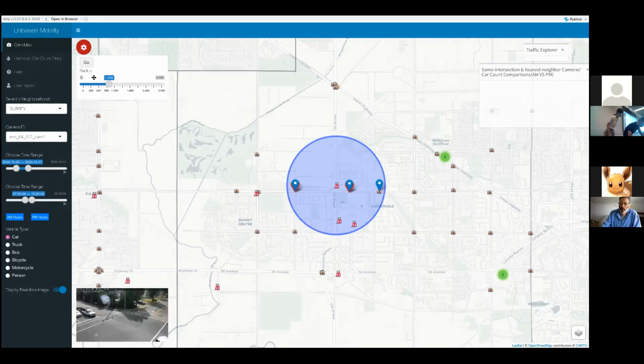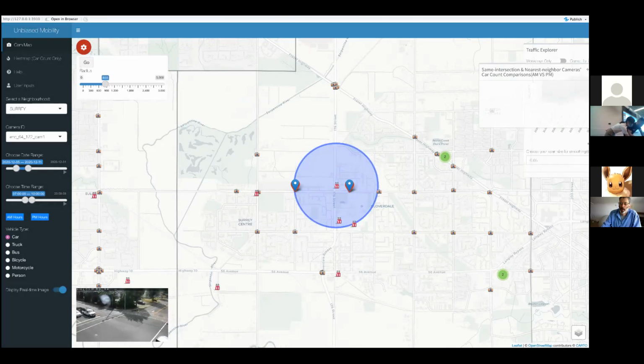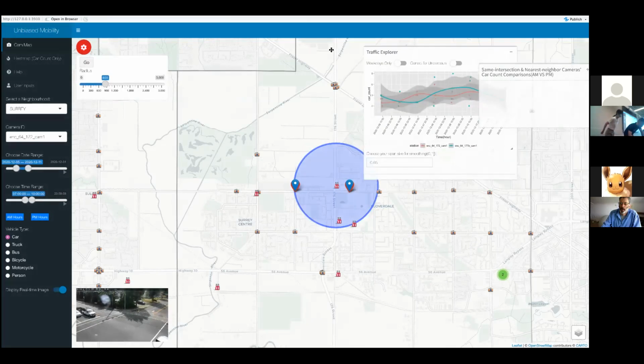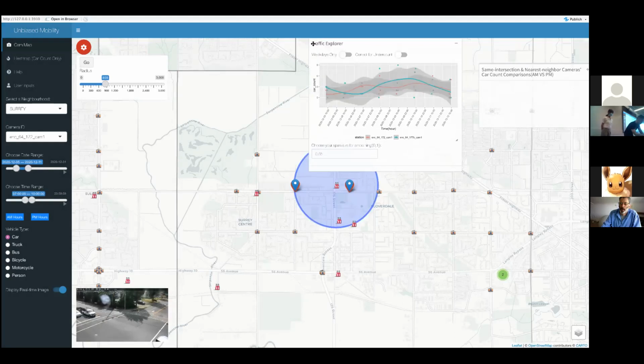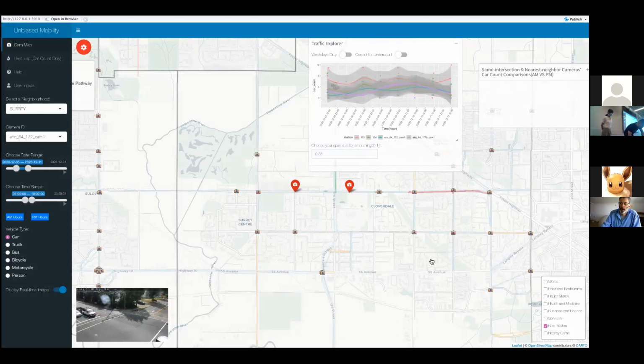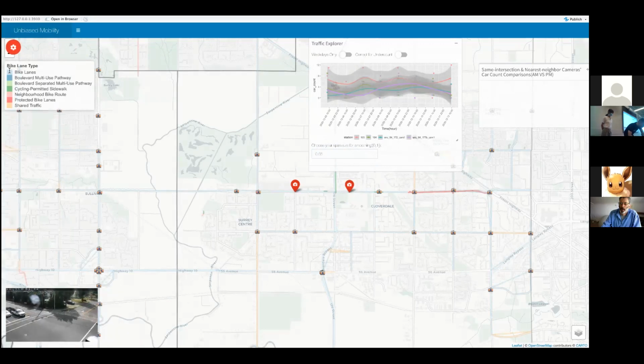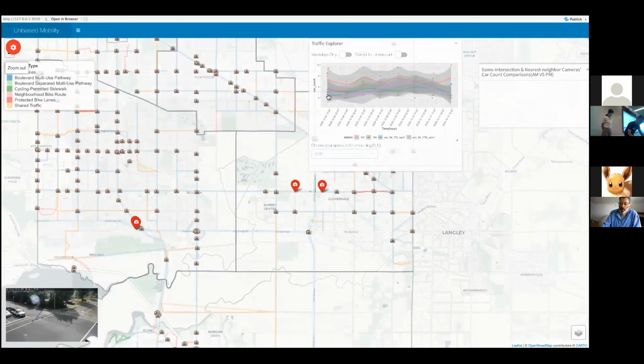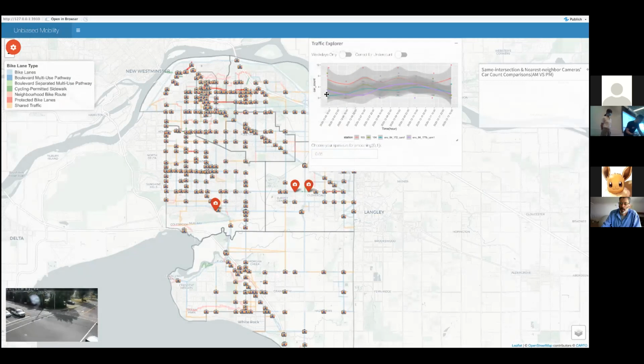You can also adjust the radius from small to big, and furthermore, you can also see the visualization of the cameras and the moving average. There's also bike routes that you can see, from all different types of bike routes, from bike lanes to shared traffic.